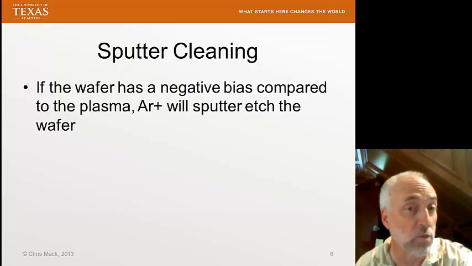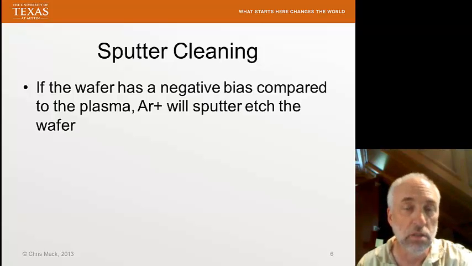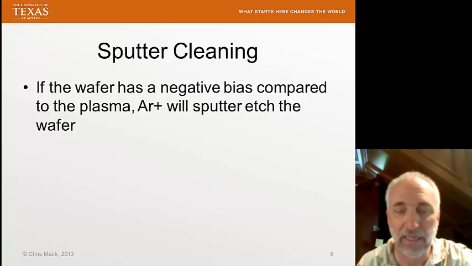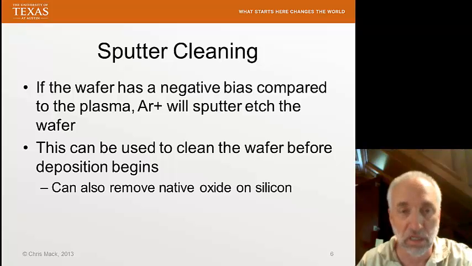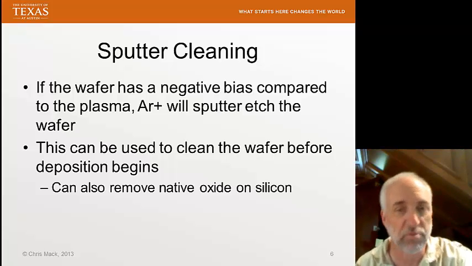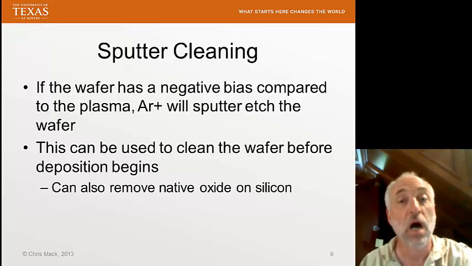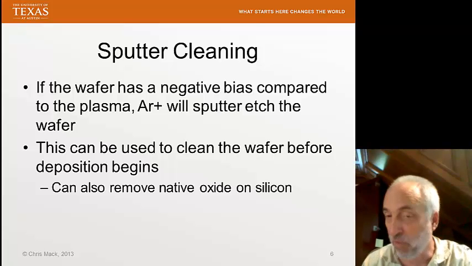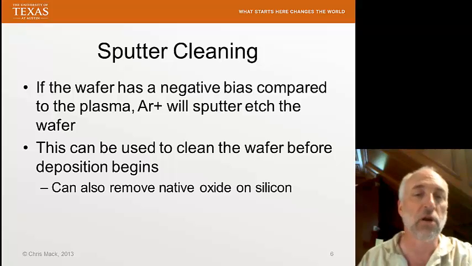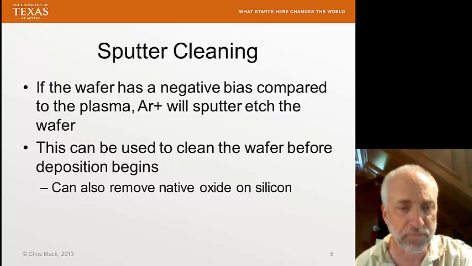But we can also make the wafer have a negative bias compared to the plasma. So some of that argon ions will sputter the wafer too. So if you've got some little gunk, some dirt, some residual material from a previous process step on the wafer, you can clean it off in situ. Before you start depositing new materials, these argon ions will start etching the wafer.